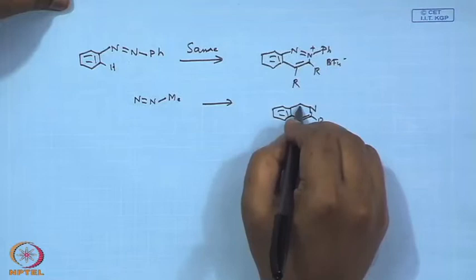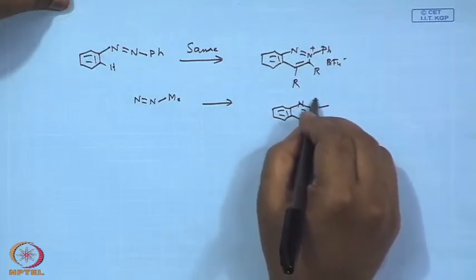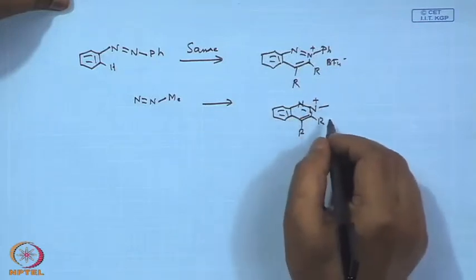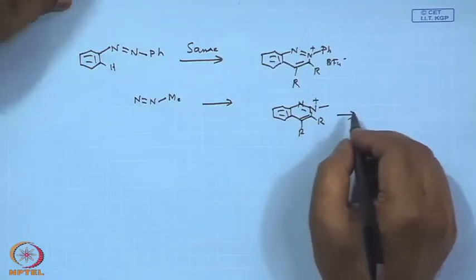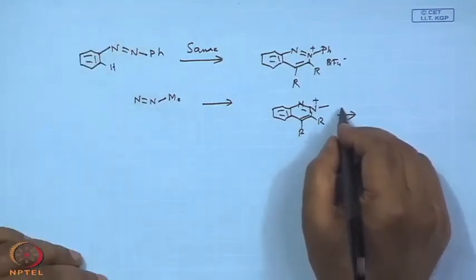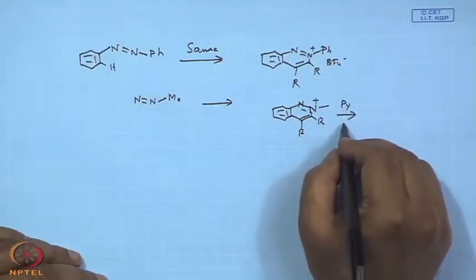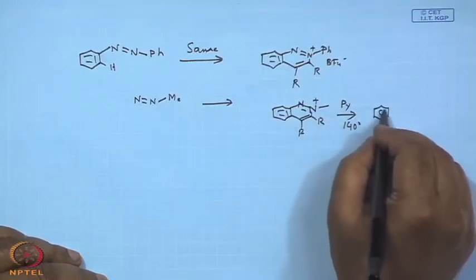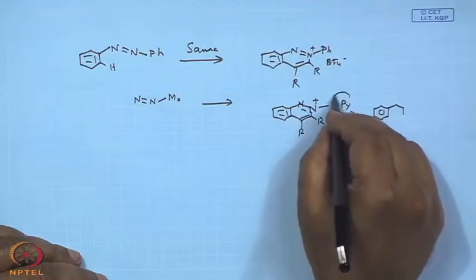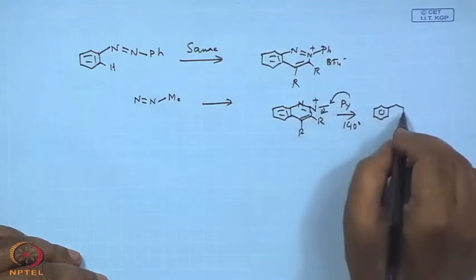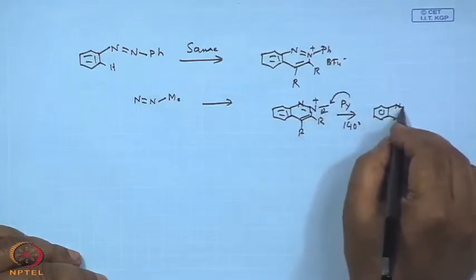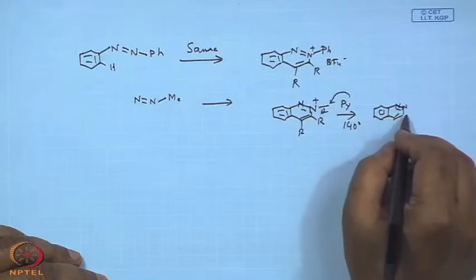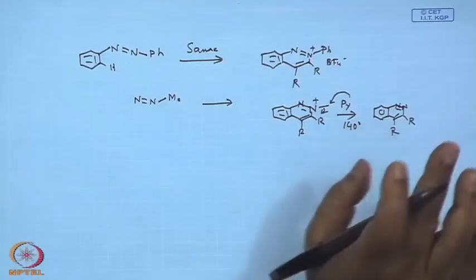The rest remains as it is, and you will get this methyl salt here, which can be simply heated with pyridine at 140 degree centigrade. So, you can get the demethylation done, with pyridine attacking this methyl group, neutralizing the nitrogen. So, you will get the free phenolines. These are pretty useful ones.